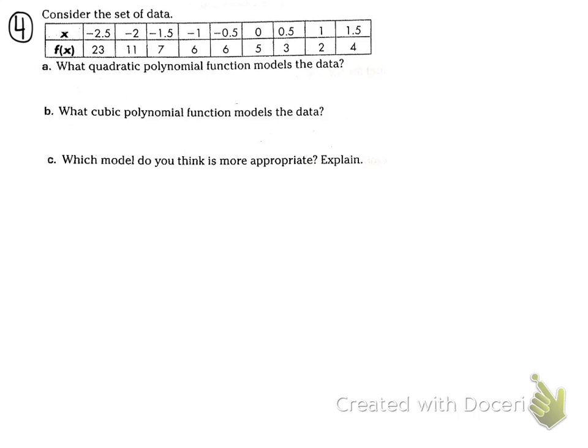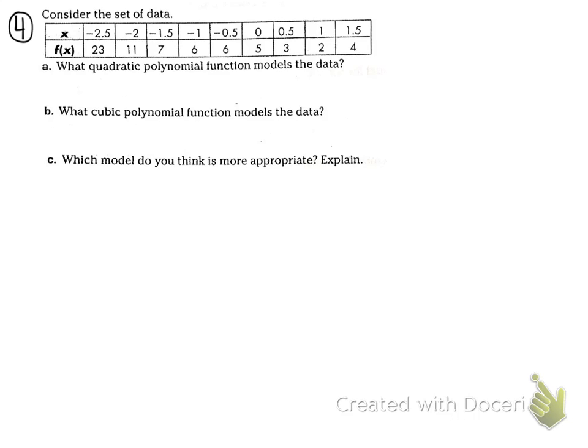Okay, after you put it in L1 and L2, let's set our window. Our smallest x value is negative 2.5, so let's set our x min to negative 3. Our biggest x value is 1.5, so let's set our x max to 2. Our smallest y value is 2, so let's set our y min to 1. And our biggest y value is 23, so let's set our y max to 24. So take a look at it.